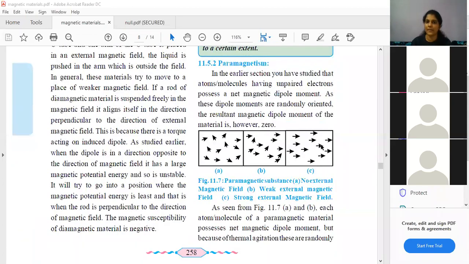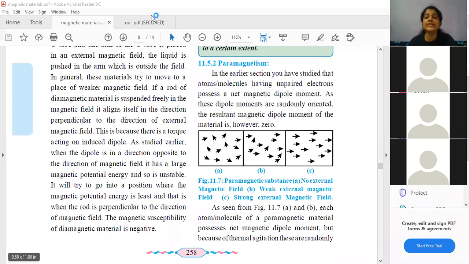Let's move ahead to paramagnetism. Now, students, again, the same point that I've been discussing till now: any material is said to be a magnetic material if it has a magnetic dipole moment in it. Now, there are materials which have magnetic dipole moments in them, but the net magnetic dipole moment is zero. Again, this point I've already explained.